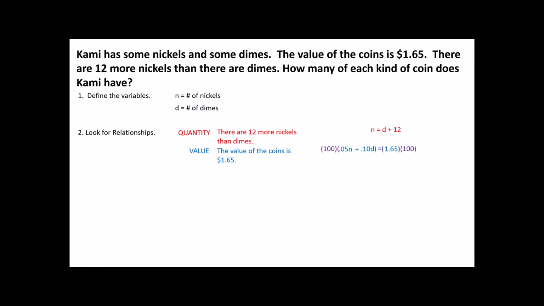Now, I don't necessarily like to deal with lots of decimals, so I'm going to use my property of equality to get rid of those, multiplying through by 100. That gives me 5n plus 10d equals 165. And that is your system.